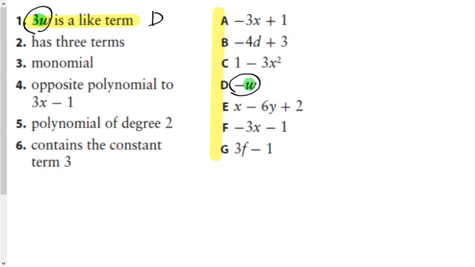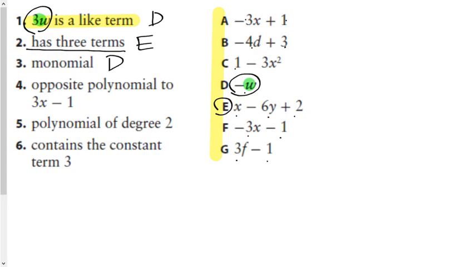Question 2 says, which one has 3 terms, or another way to say that is which one of these is a trinomial? We know that terms are connected by addition, subtraction. So this is 2 terms, 2 terms, 2 terms, 1 term, 3 terms, 2 terms, 2 terms. So your answer for this one would be E. E is the only trinomial. Monomial is your 1 term. That is also D.